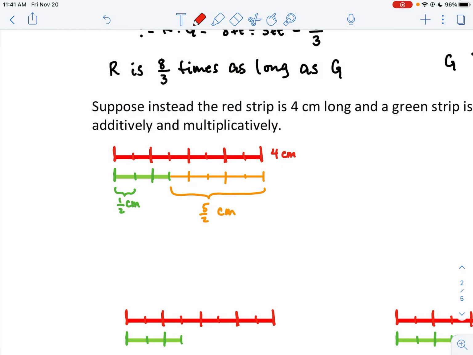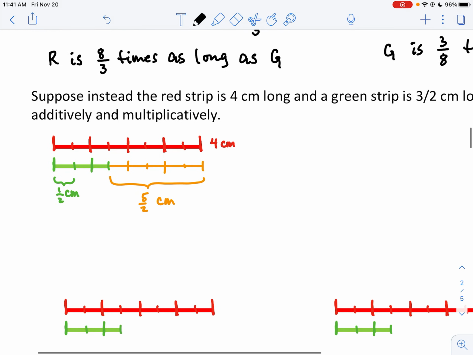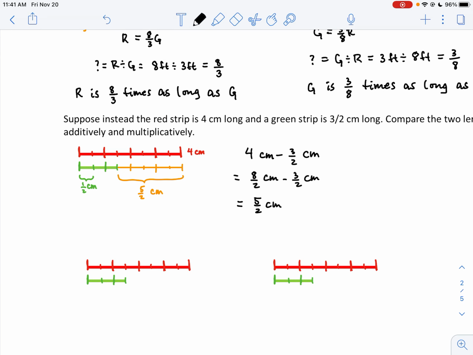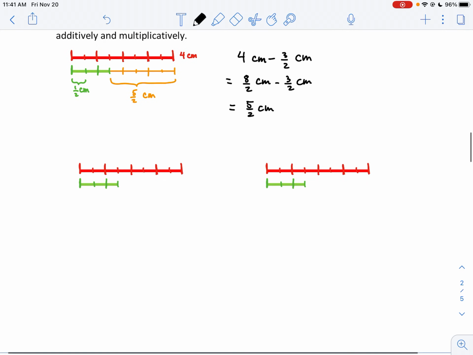And numerically, if you want to just do an additive comparison, then all you have to do is take the longer length, 4 centimeters, and remove the shorter length, 3/2 centimeters, which we can say, of course, is 8/2 centimeters minus 3/2 centimeters, and we get an answer of 5/2 centimeters. I won't write out the sentence, but you would say the red is 5/2 centimeters longer than the green, or you could say the green is 5/2 centimeters shorter than the red.